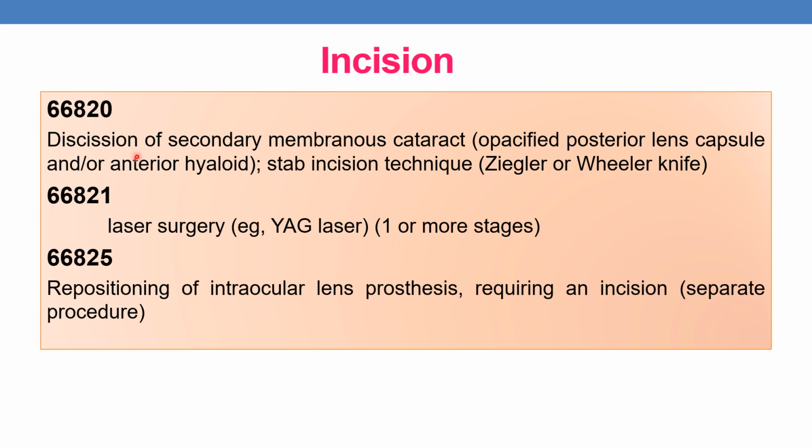Discission of secondary membranous cataract, opacified posterior lens capsule and or anterior hyaloid. Stab incision technique, for example, Ziegler or Wheeler knife. The next is 66821. Discission of secondary membranous cataract by laser surgery, for example, YAG laser, one or more stages. The next CPT is 66825. Repositioning of intraocular lens prosthesis requiring an incision.